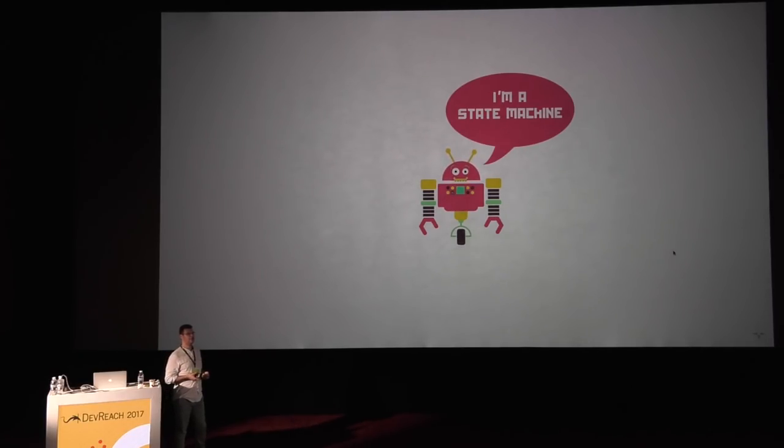The official description is that it's a model for computation. But my explanation is that the state machine has different states, actually stores your state, similar to Redux, keeps your state in one place, and could be in one case at a given time. It can't be in two states at the same time. It's always just in one state.